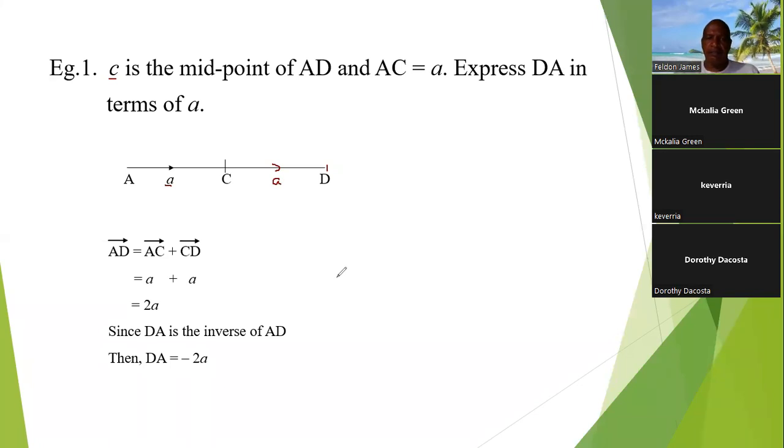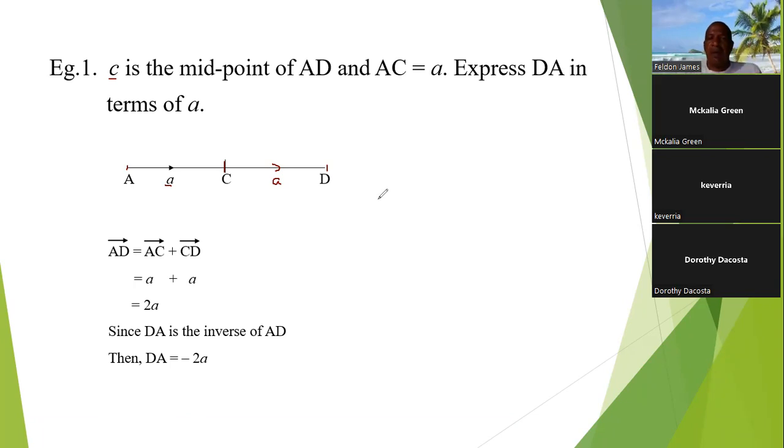Miss Green, do you agree? Miss Green, are you there? Second over, please. So I was saying that given that we have this line from A to D, and they tell us that C is the midpoint, and that the length of AC is a, I am saying that the length of CD must also be a. Do you agree? Think so. Say that again, Miss Green. I think so, sir. I'm not really sure. Okay.